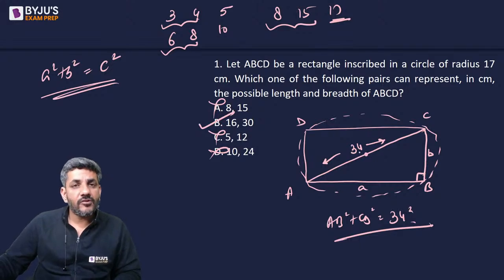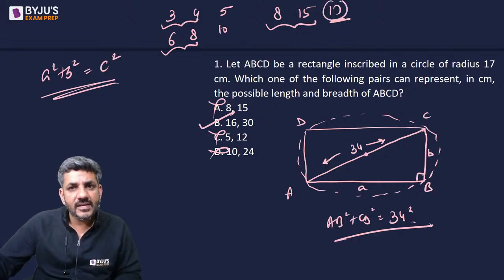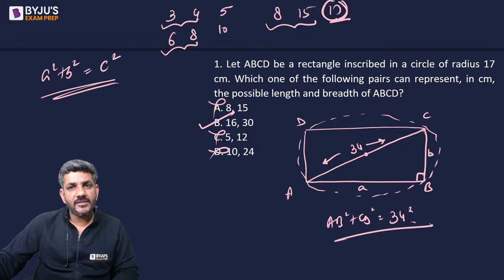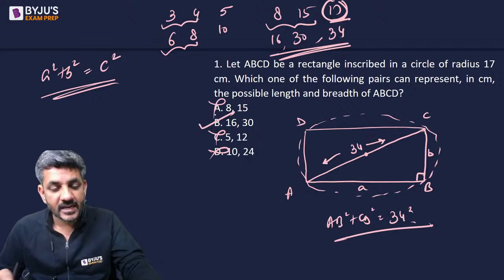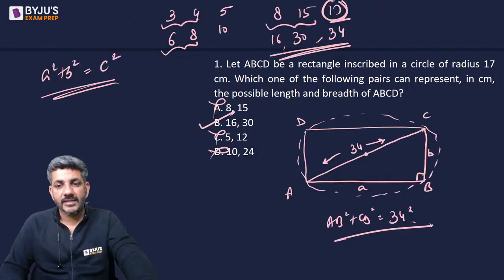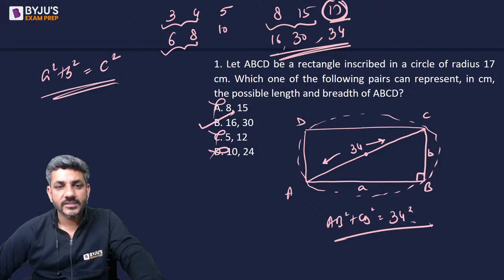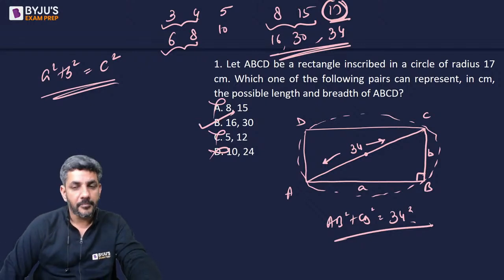Plus, 34 is double of 17, and with 17 we know there is a Pythagorean triplet 8 15 17, so if it is 34 it must be 16 and 30. From that also I get to know that 16 and 30 could have been the other two sides of ABCD. By that logic we get the answer as option B.